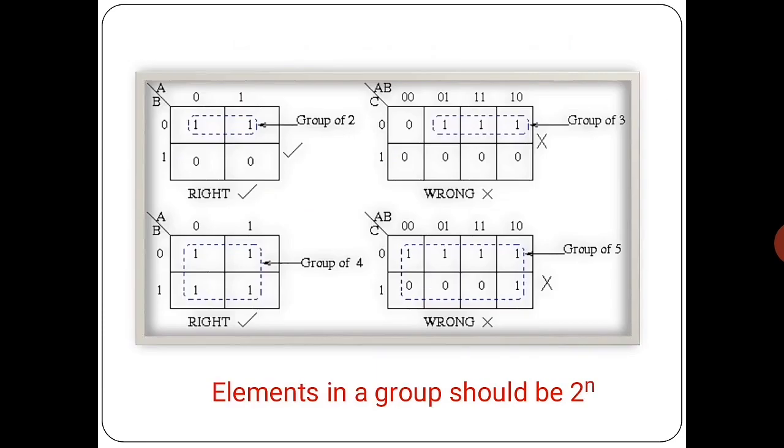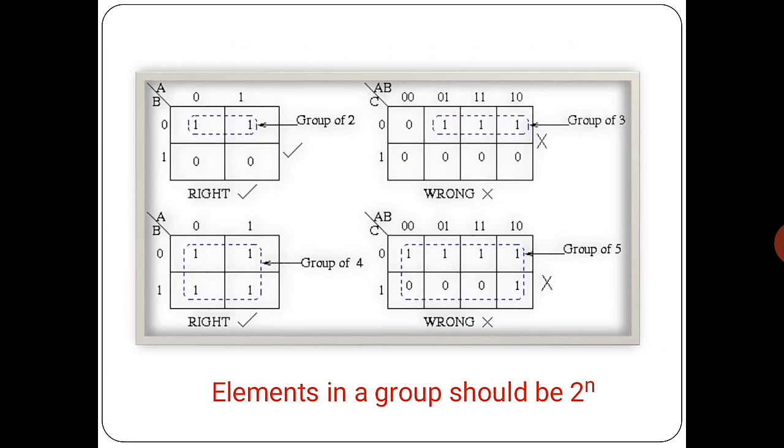And also the number of elements in a group should be 2 to the power of n. So in our pair, it is 2 to the power of 1, and we are going to group 2. For a quad, we are going to group 4 adjacent cells. We don't want to group a group of 3, the elements in a group should be 2 to the power of n.